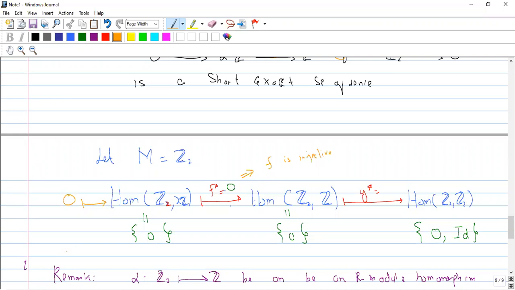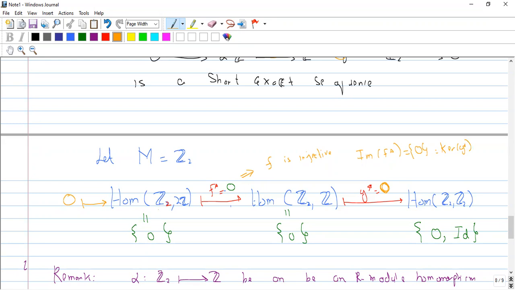And also you can see that image of F star, which has zero map, it is equal to, अच्छा यहाँ पे G star भी क्या होगा, जीरो मैप ही होगा, बिकॉज ये भी जीरो मॉड्यूल है ना, तो जीरो मॉड्यूल से जो भी मैप डिफाइन कराएंगे वो जीरो मैप ही होगा. So also you can see that image of F star which is zero, it is equal to the kernel of G star which is also equal to zero.